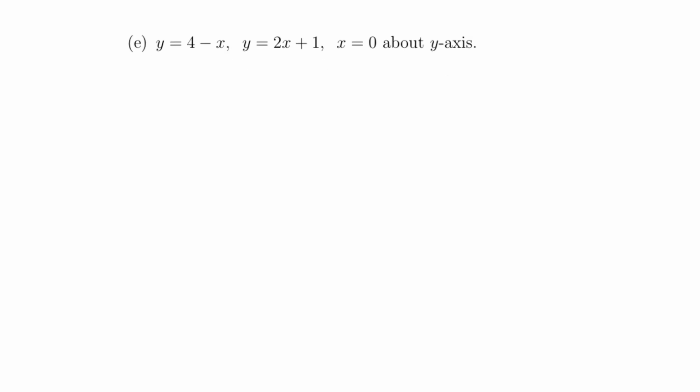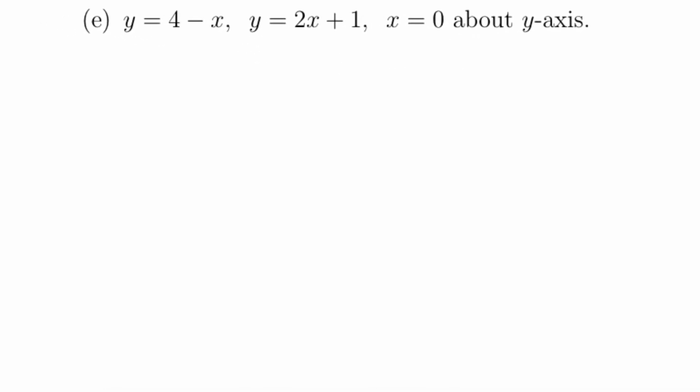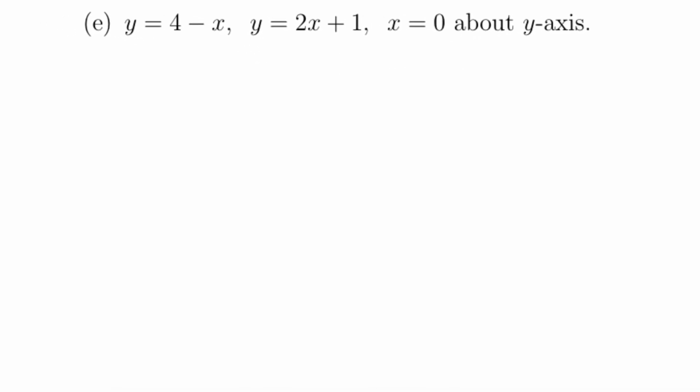We'll skip the E and we'll go straight to straight lines because I want to give tests back, okay? E, y equals 4 minus x. Derek, what kind of function is that? Not quadratic, linear. It's going to be a straight line, isn't it? Logan, and y equals 2x plus 1 is also a straight line? Yeah, it's linear, absolutely.